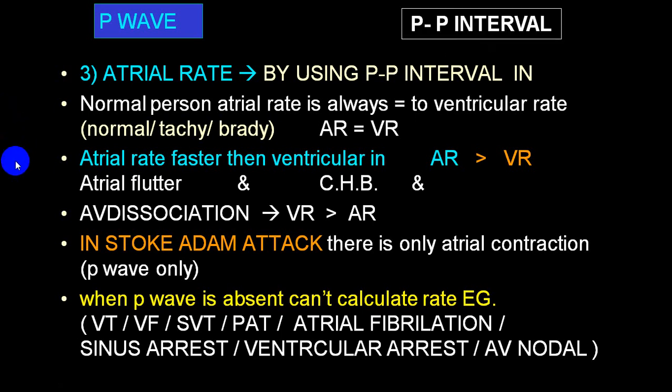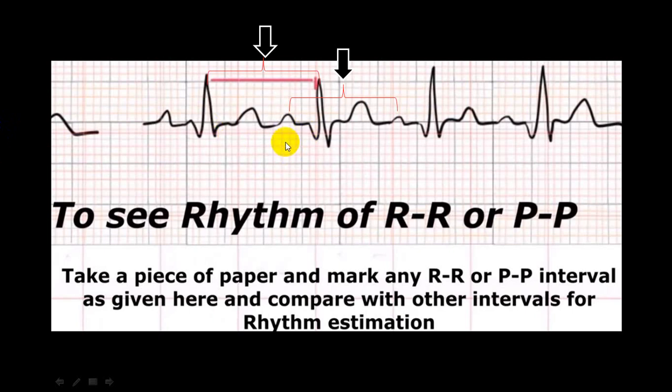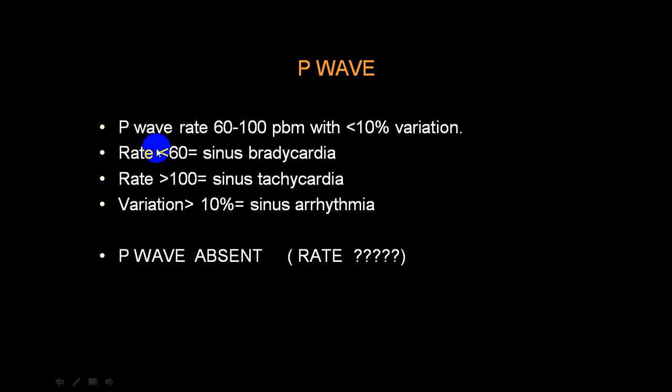So you should try to look at the P wave properly and identify whether the P wave is present or absent. And if it is present, then try to calculate the atrial rate and compare it with the ventricular rate. And you will be able to pick up some of those abnormal ECGs. Now here you can see that this is the PP interval, this is the RR interval. PP interval and RR interval are constant. So this is normal sinus rhythm. So atrial rate and ventricular rate are the same. If the P wave is absent, you can't calculate the atrial rate.